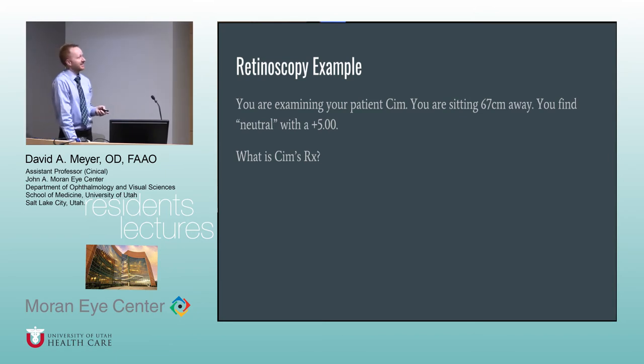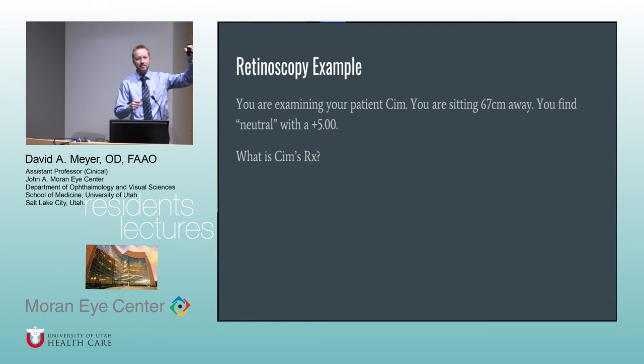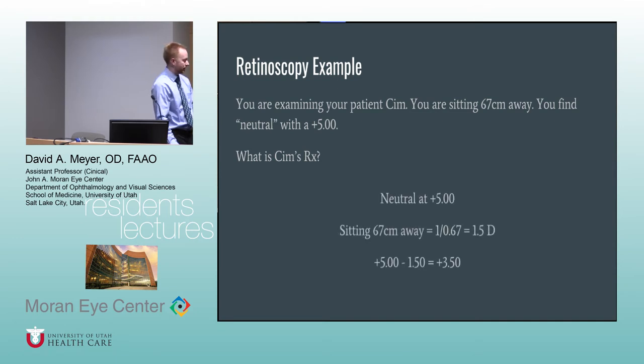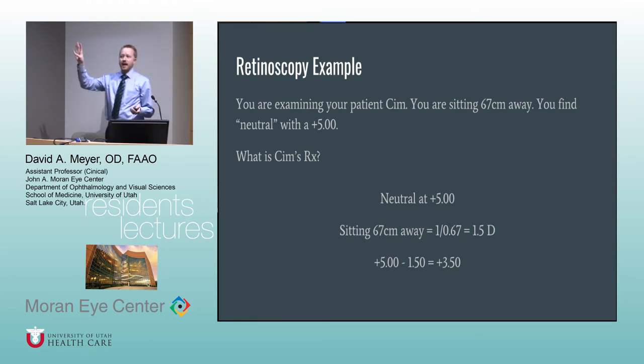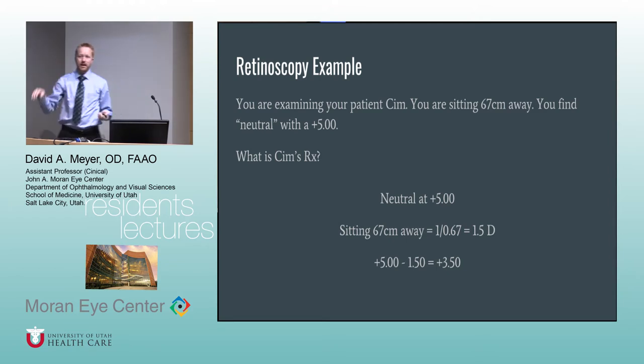You're sitting 67 centimeters away, and you find neutral with a +5. So in the phoropter, there's a +5 in there, and you find neutral. It's not with, it's not against. It's this kind of flash of light. It's neutral. So what's Kim's actual Rx? Well, you're sitting 67 centimeters away, so that's 1 over 0.67, which is 1.5 diopters. If you're finding a +5 in the phoropter, you have to subtract 1.5 diopters. So her actual Rx is +3.50.